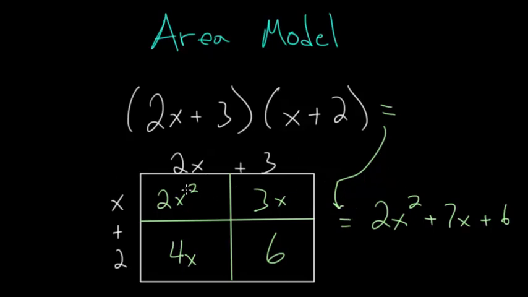So this area model is essentially just another way to look at this type of problem, and it's helpful because it reminds us that when we multiply all 4 of these terms together, that we should get 4 different terms in the solution. And when we are able to combine, we can usually combine a couple of them that are like terms.